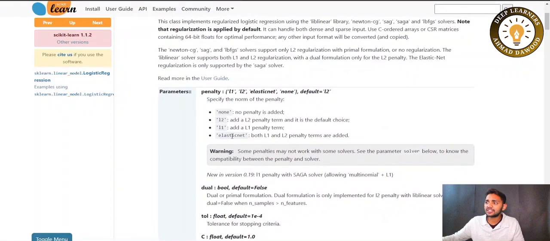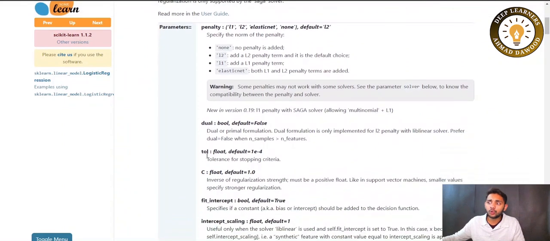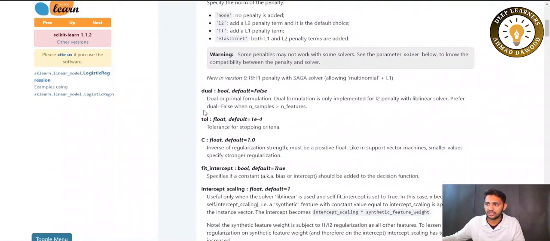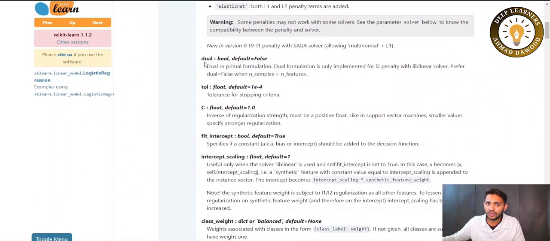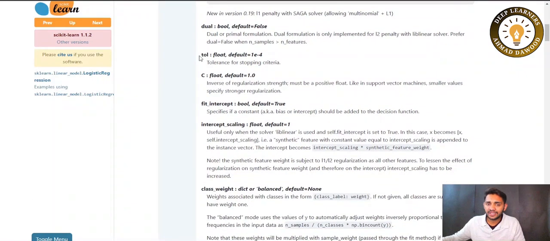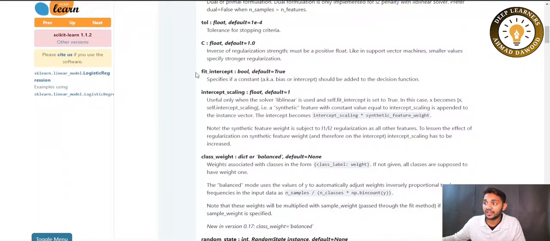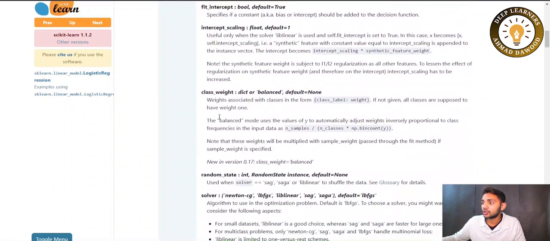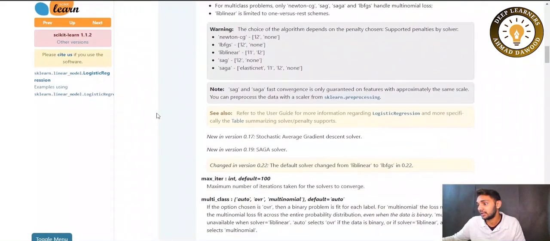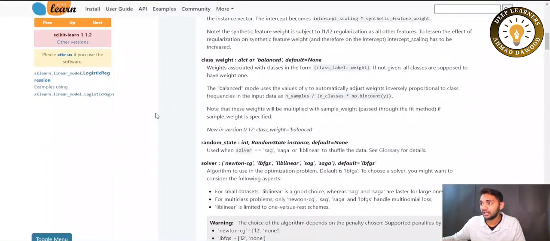Till now we have discussed the penalty parameter, dual, a little bit about the duality principle, tolerance, C, which is the inverse of regularization strength, fit intercept, and intercept scaling. To make the session smaller, I will discuss the next parameters in the next session.